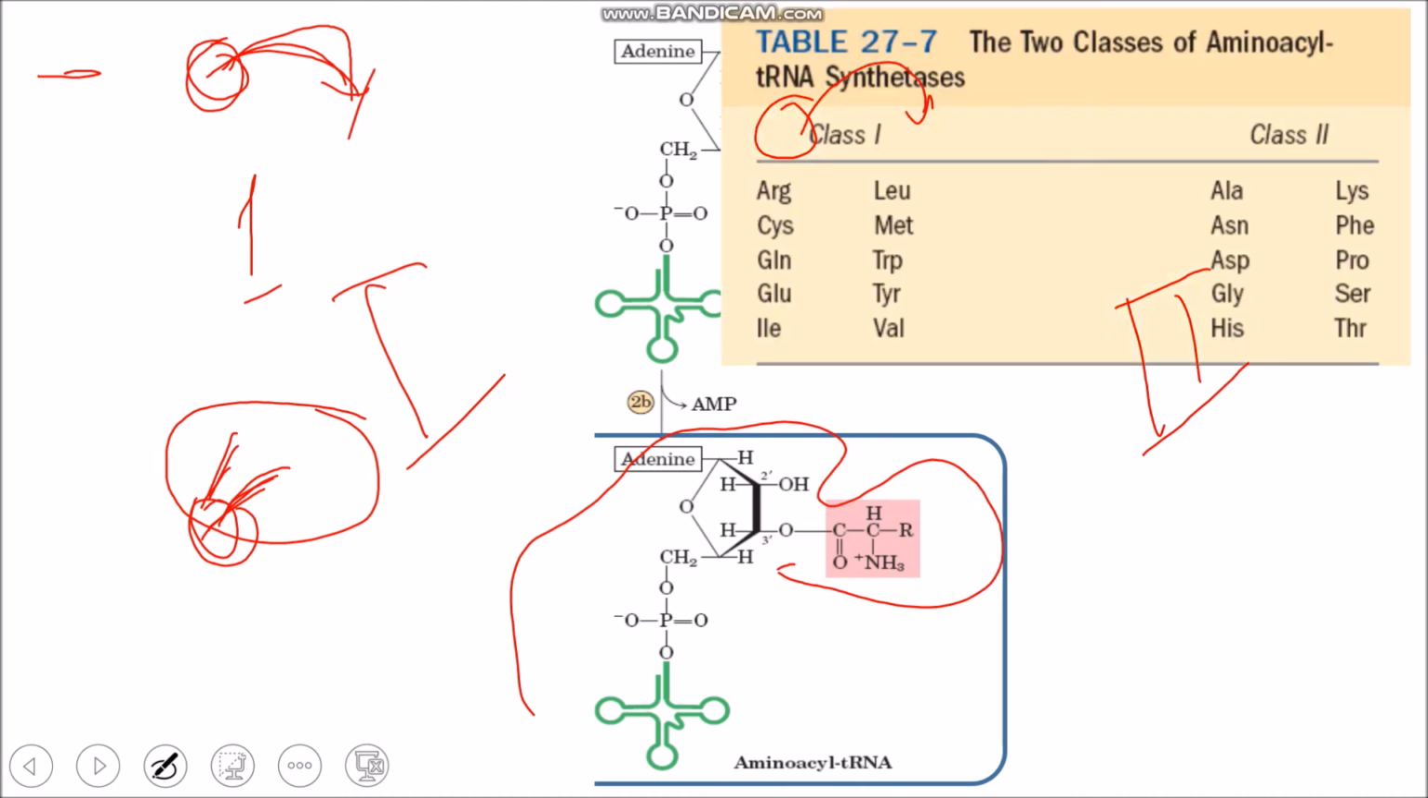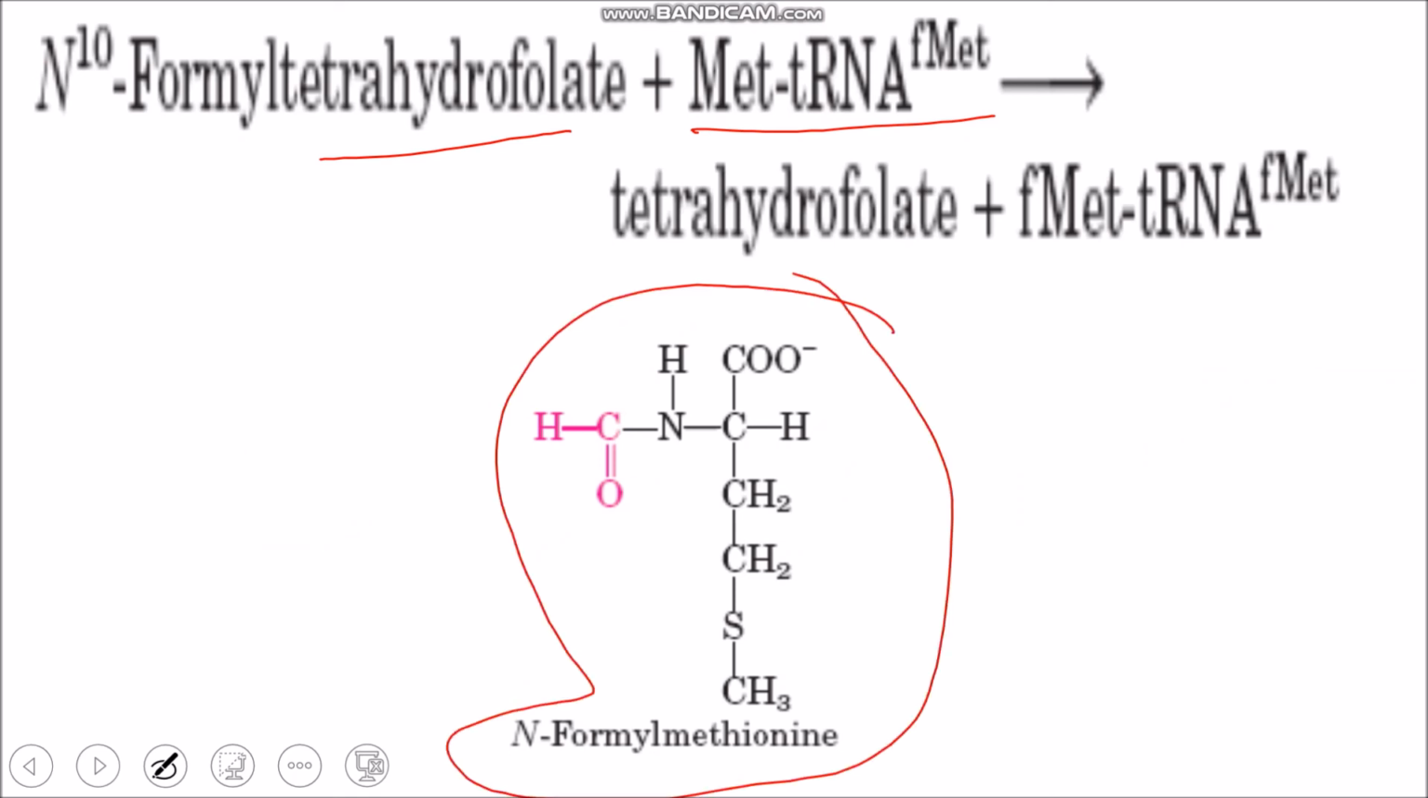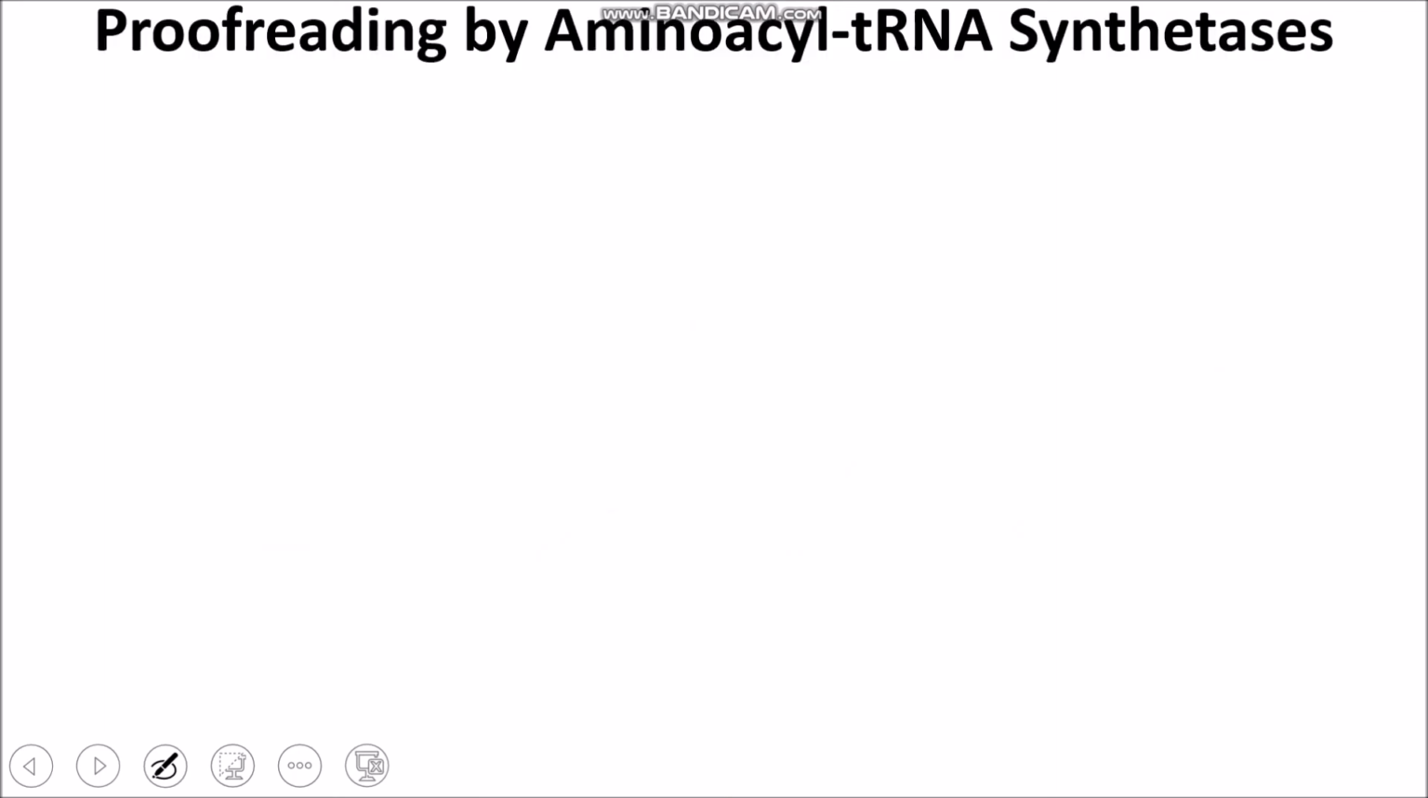For different amino acids, we have different types of enzymes. So this is for class 1. For these amino acids, we have class 1 enzyme. For these amino acids, we have class 2 enzymes. In case of prokaryotic cells, I have told you the first amino acid is formylated methionine. So for that one, we have a specific type of tRNA, and there it will be formylated. So this is formylated methionine.